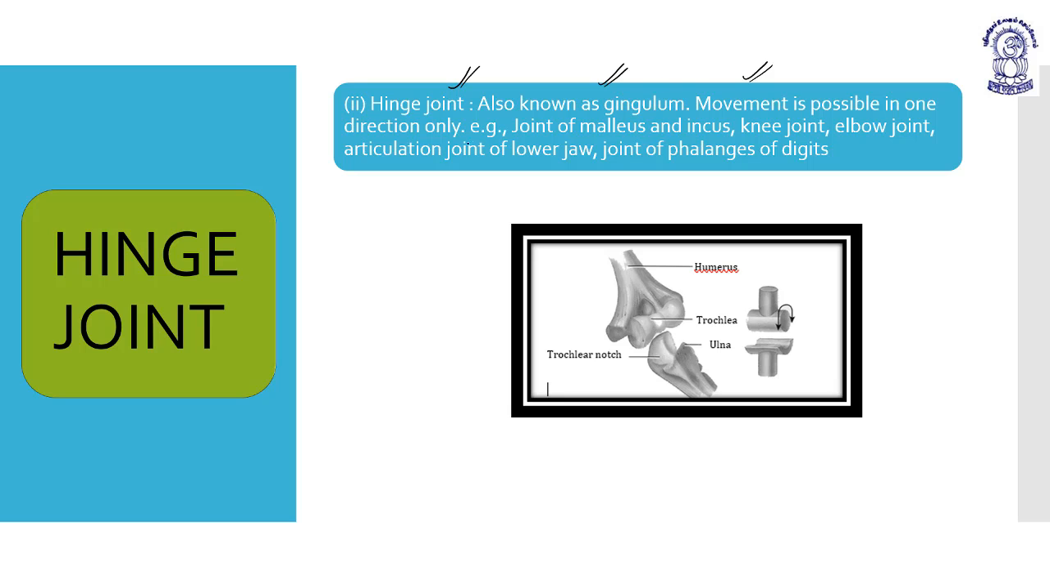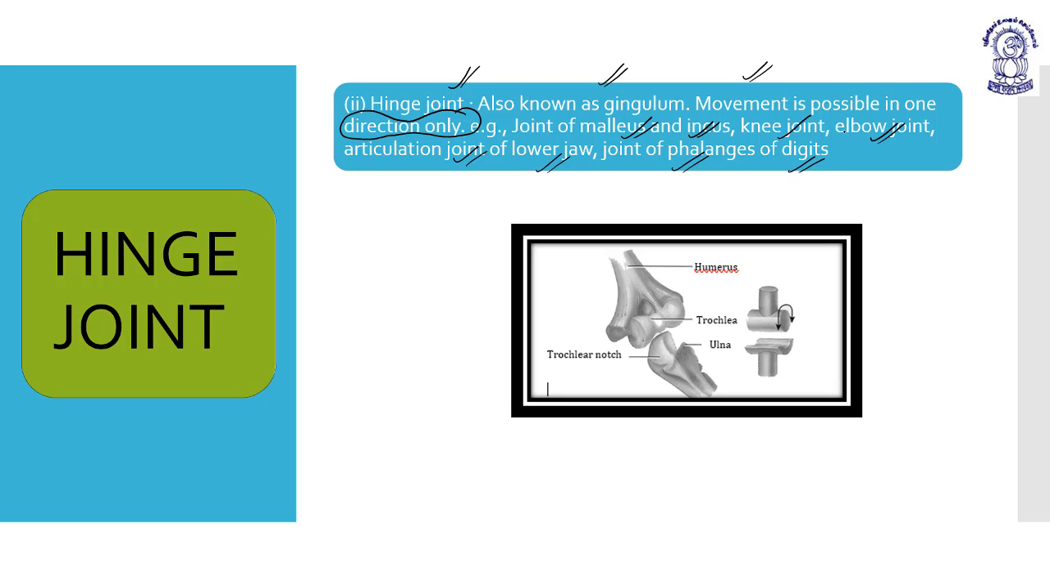Movement is possible in one direction only. Examples: the joint of malleus and incus, knee joint, elbow joint, articulation joint of lower jaw, and joint of phalanges of digits. So hinge joint, also known as ginglymus, allows movement in one direction only, like the joint of malleus and incus.